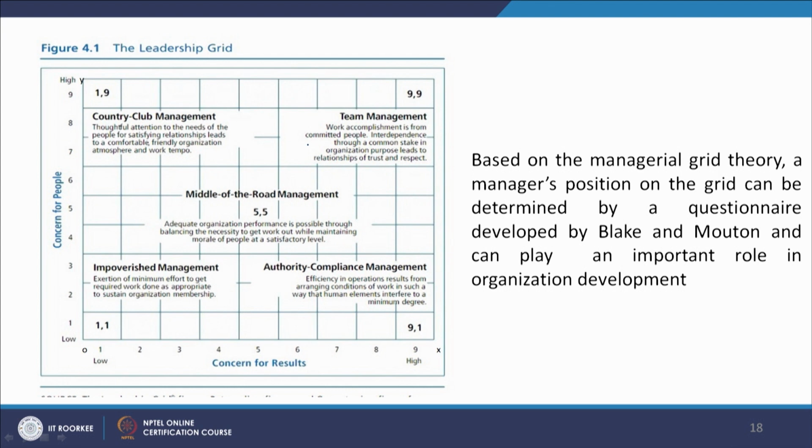As we can see, to the right of the grid, the extreme right on the x axis, the efficiency in operations results from arranging conditions of work in such a way that human elements interfere to a minimum degree. That means the leader is completely focusing on production and has the least focus on people. So, this is an extreme condition of leadership on the grid, where the concern for people is missing.